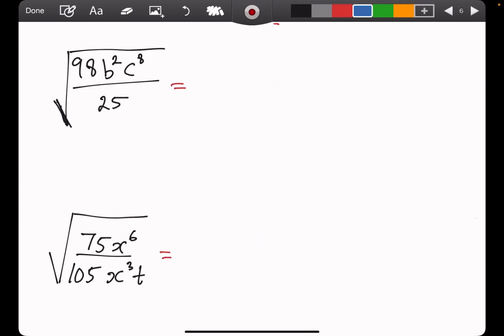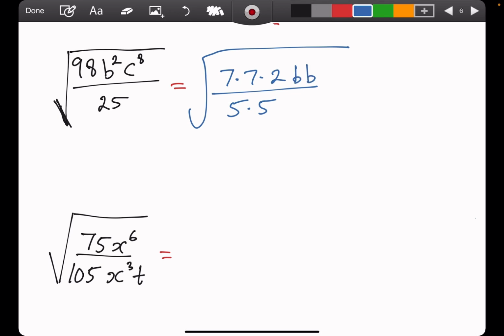Yes. Let's go to the next one. We're almost done. Let's see. The bottom is what? 5 times 5. Now, let's check 98. 49 times 2. So, which is 7 times 7 times 2. The B is 1, 2. The C is C to the power of what? 8. Let's see. We're going to do the fast way.